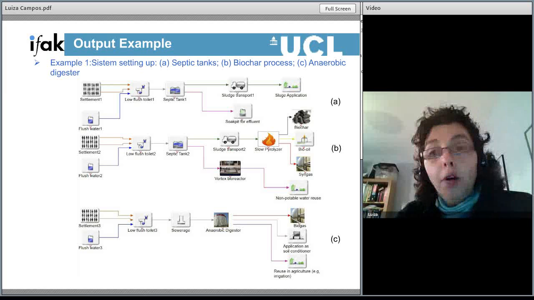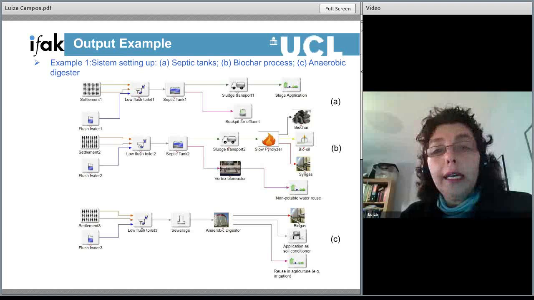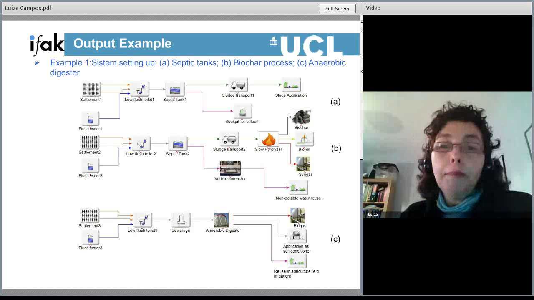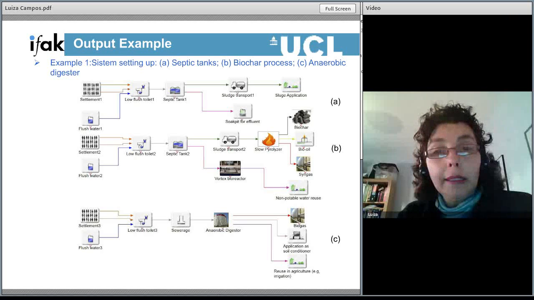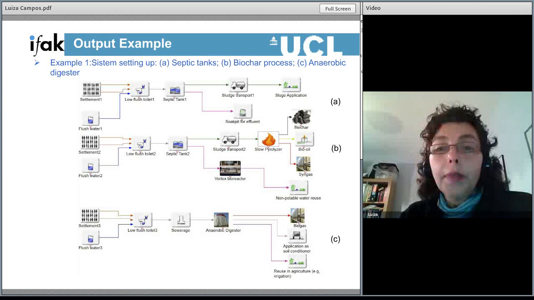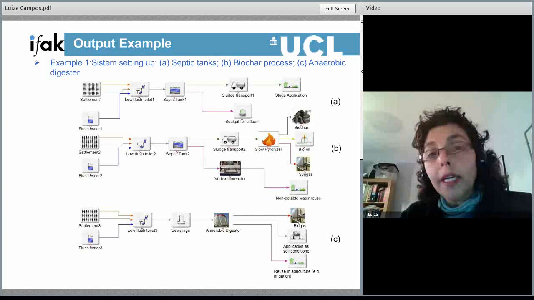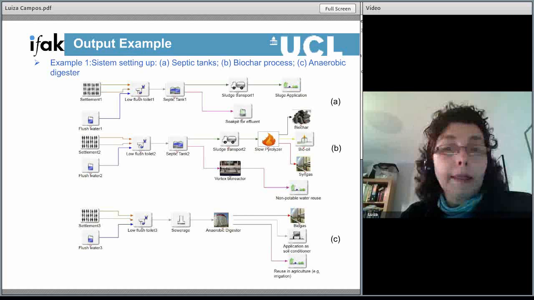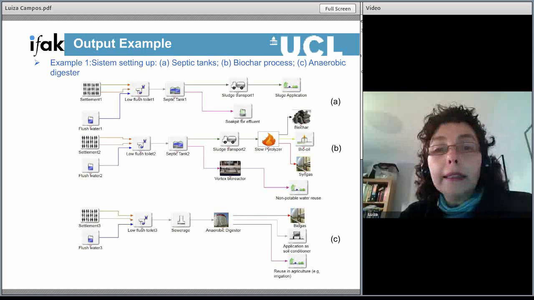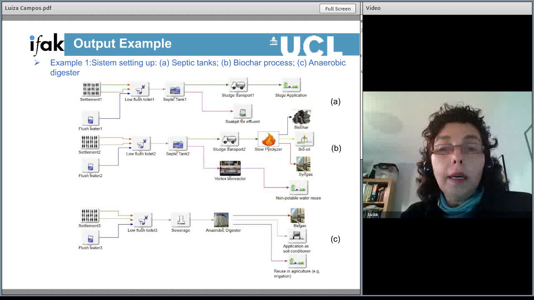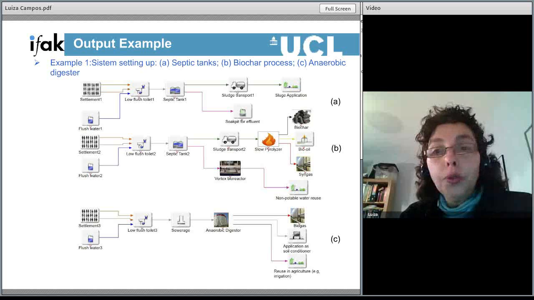For example, on B, you can see it's the same system, a low flush toilet followed by a septic tank, but there, what is being simulated is the use of a vortex bioreactor to further treat the effluent of the septic tank, and the sludge is being transported to a pyrolysis process to then produce biochar, bio-oil, and gas.